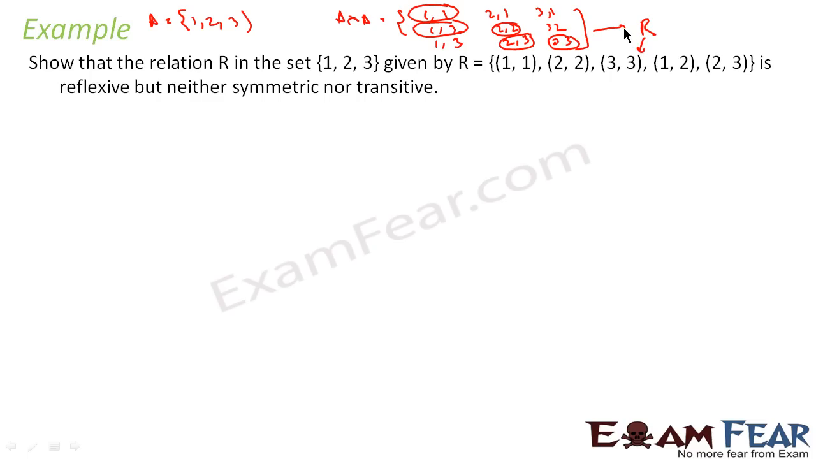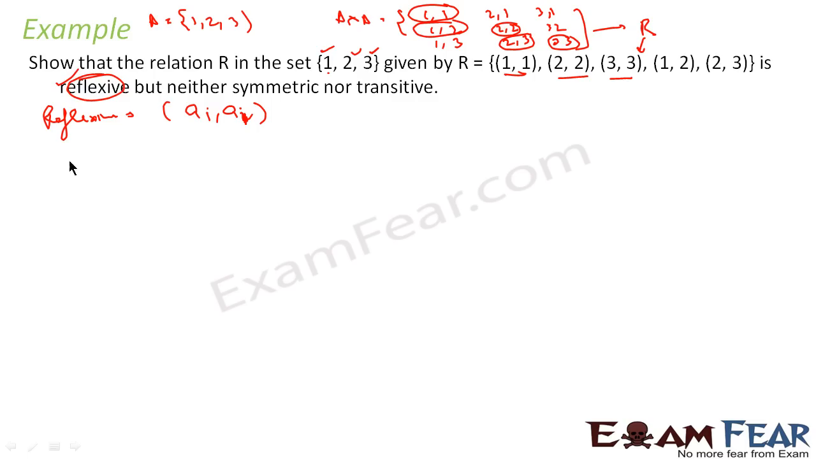Now I have to prove that it is reflexive but not symmetric or transitive. I told you reflexive means a reflection of yourself. That means if a1 exists, (a1, a1) should exist. Correct? So if you see, if 1 exists, (1,1) exists; 2 exists, (2,2) exists; 3 exists, (3,3) exists. So for all the elements in this set, (a, a) exists. Correct? So it is reflexive. Done.